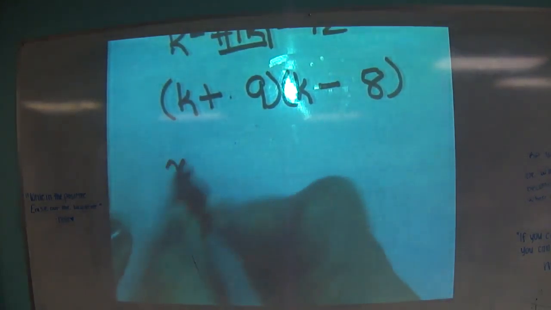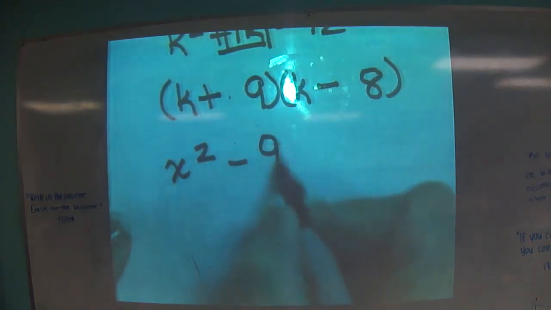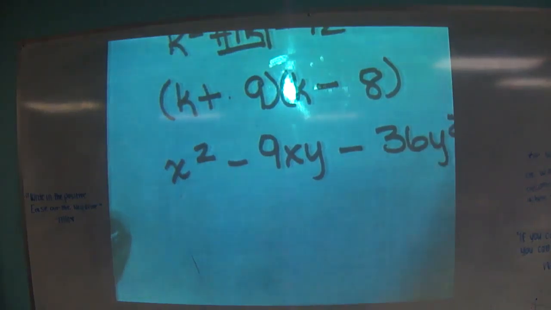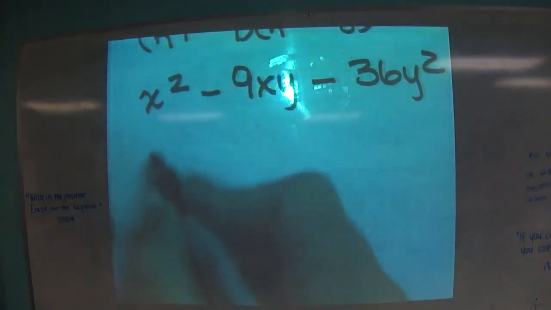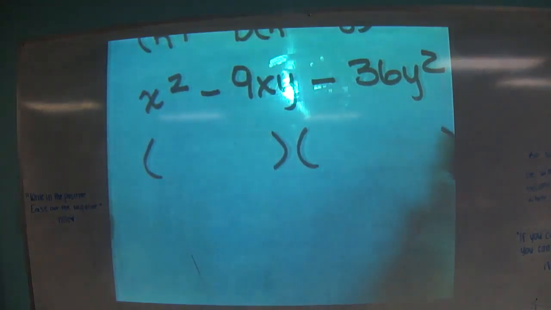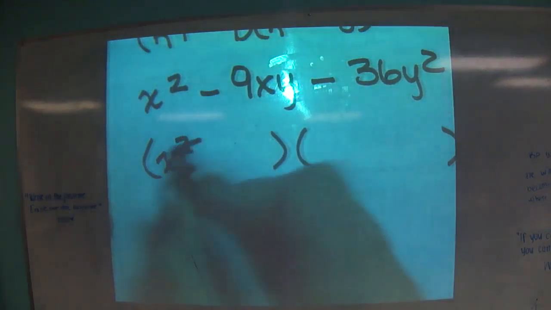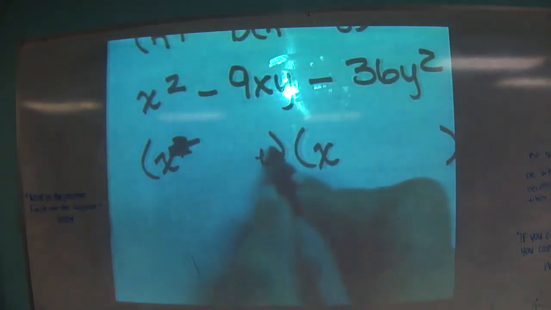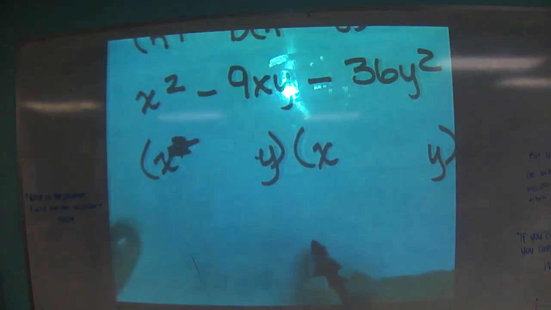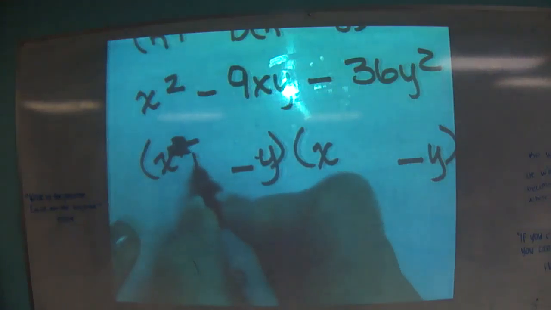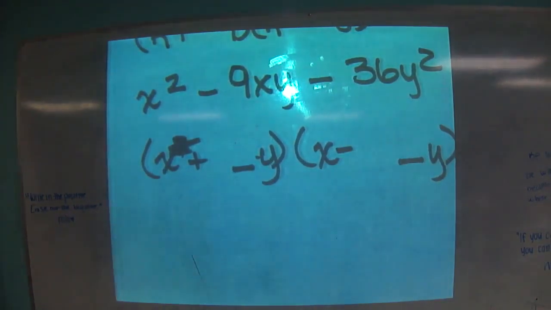So you can also do it, let's say, with a y on the other side: x squared minus 9xy minus 36y squared. What do we know? We know we're going to have x, and this is going to end in y, but we're going to have a number here and a number here, and one's going to be plus and one's going to be minus.